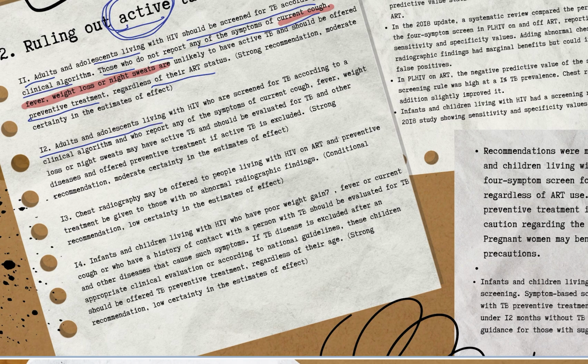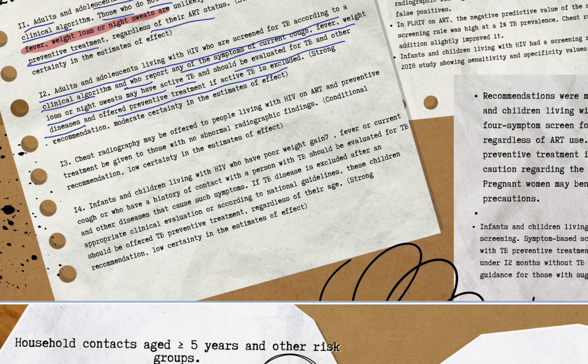Adults and adolescents living with HIV who are screened for TB according to a clinical algorithm and who report any of the symptoms of current cough, fever, weight loss, or night sweats may have active TB and should be evaluated for TB and other diseases, and offered preventive treatment if active TB is excluded. So if any of the patients have these symptoms, you should evaluate them for further testing, and once active TB is ruled out, you can offer preventive treatment.